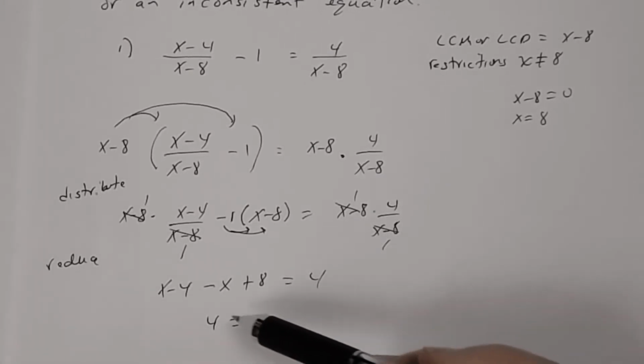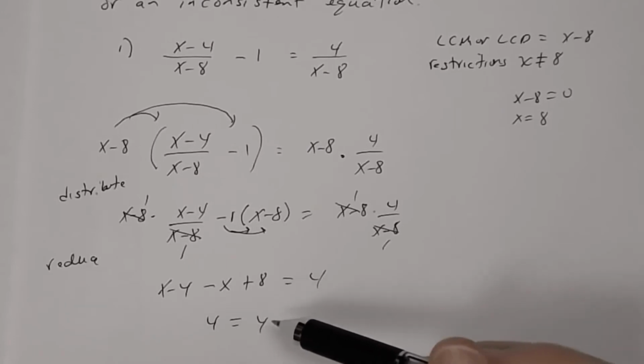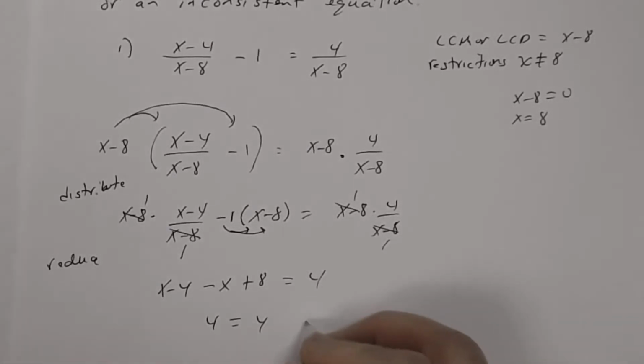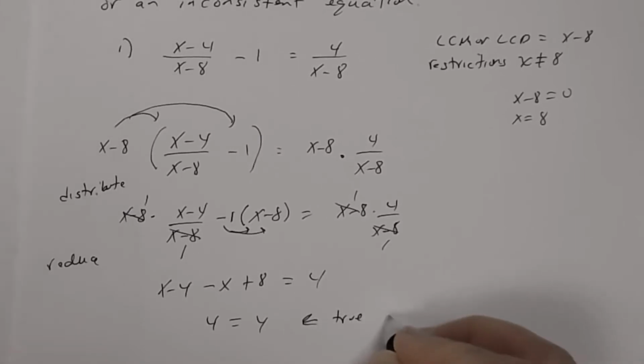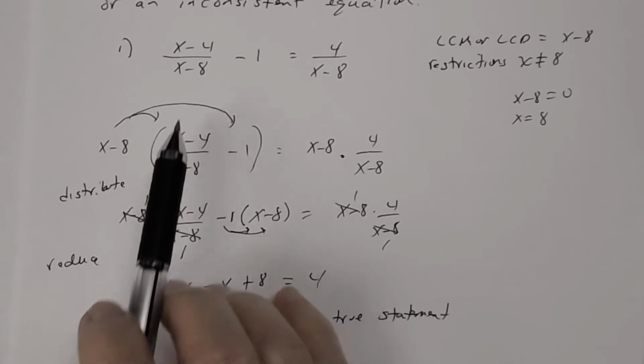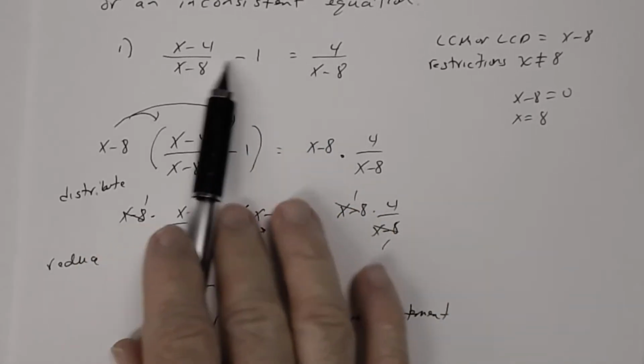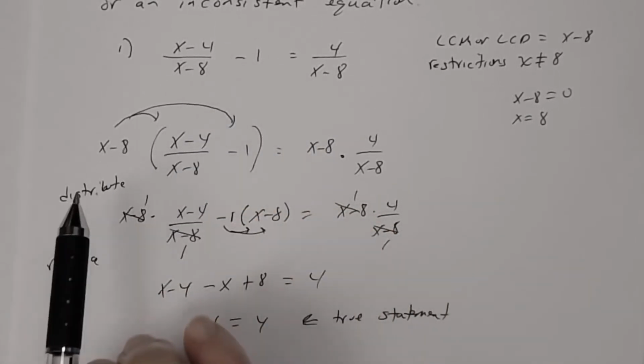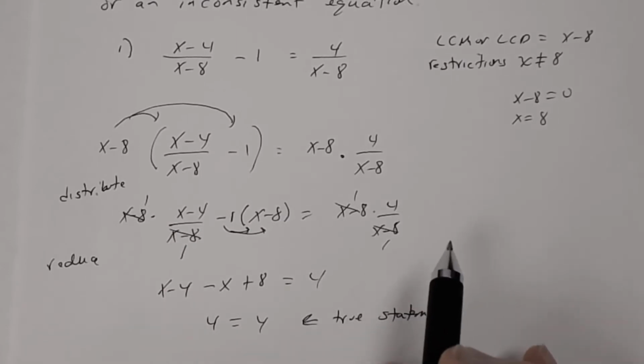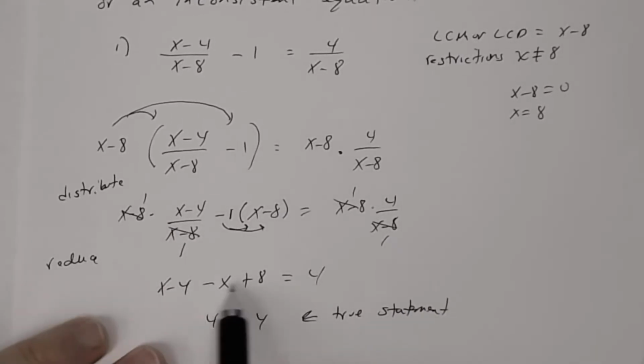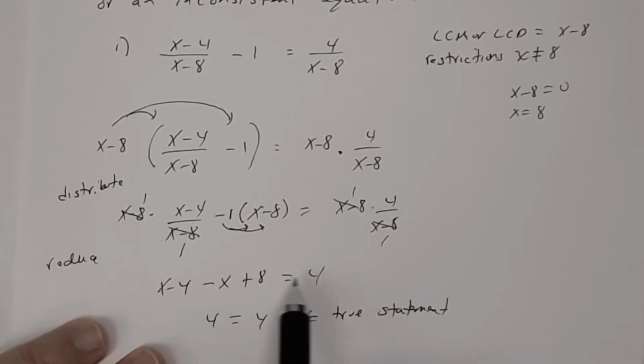So notice, what kind of statement is this? Is this a true statement or a false statement? Is 4 equal to 4? That's a true statement, right? So what that means is that the solution to my rational equation is all real numbers, except, now be careful, you see this linear equation right here? That linear equation is true for any real number.